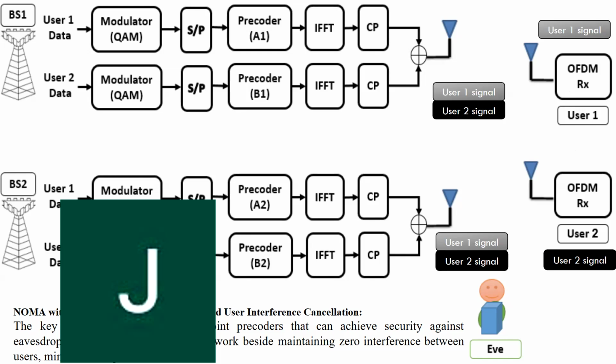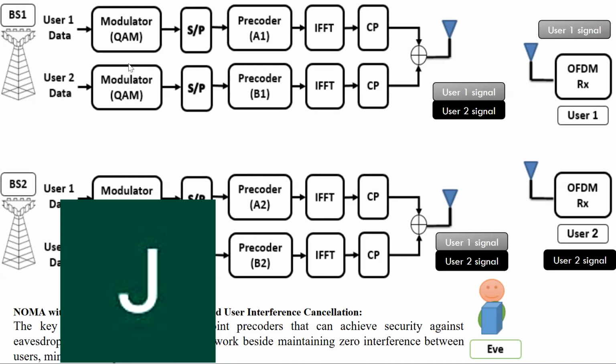Okay, so what can we do in this case? We design a precoder. This is the first base station, let's say. So this is the first base station, sending two data vectors, user one data, user two data, modulate them, then serial to parallel, serial to parallel. We have a precoder A1, precoder B1. These precoders are intentionally added to the system before IFFT so that we can design them in such a way that they protect our transmission from eavesdropping, external eavesdropping and internal eavesdropping.